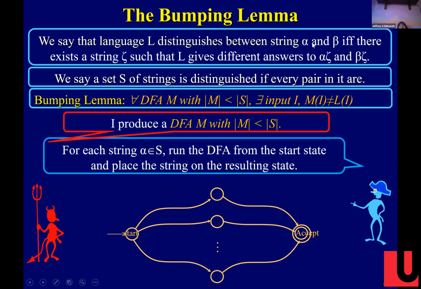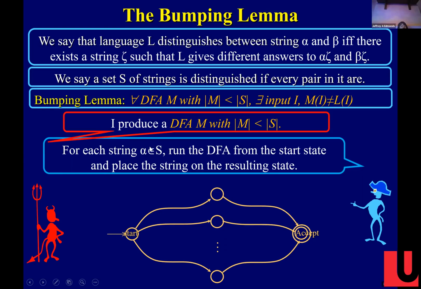I've said that every input can be broken up into an alpha and a zeta, first name, last name. Every string in my language, I've broken into alpha and zeta. And S is a set of alphas, so S is a set of them.